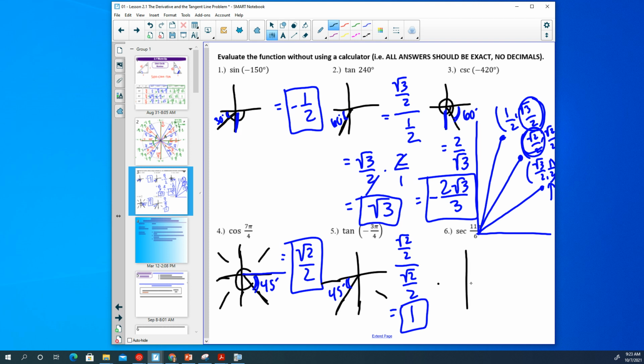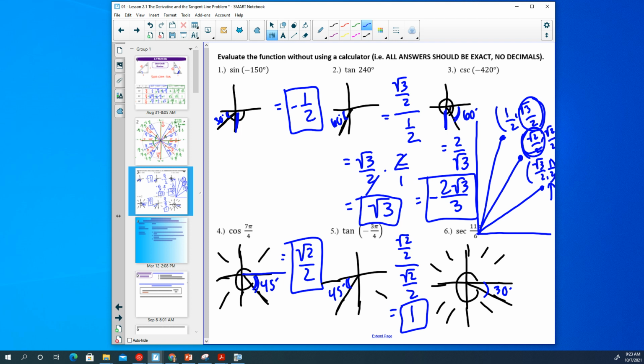Last one here. 11 pi over 6. Now to figure out where that is, you're just splitting up the unit circle into sixths. 1/6, 2/6, 3/6, 4/6, 5/6, 6/6, 7/6, 8/6, 9/6, 10/6, 11/6, 12/6. So we're all the way here with just a sixth left to go, and I know a sixth of 180 is 30. So that's my 30 degree angle of quadrant 4.